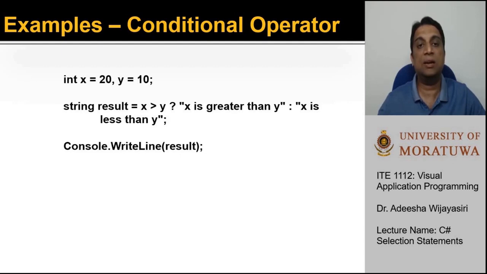An example of a conditional operator is given here. x is greater than y is the condition expression here. Then the consequent expression is x is greater than y and the alternative expression is x is less than y. Depending on the Boolean output of the condition expression, one of these two strings will be assigned to variable result and that will be printed using the last statement.